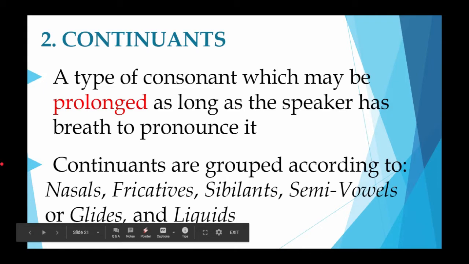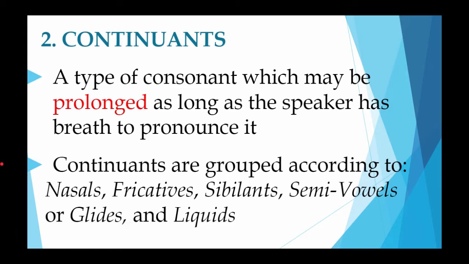Now let's proceed to continuants. A continuant is a type of consonant which may be prolonged as long as the speaker has breath to pronounce it. And these continuants are grouped according to the following. First, we have nasals, then we have fricatives, third, we have sibilants, the fourth, we have semivowels or glides, and finally, we have liquids.